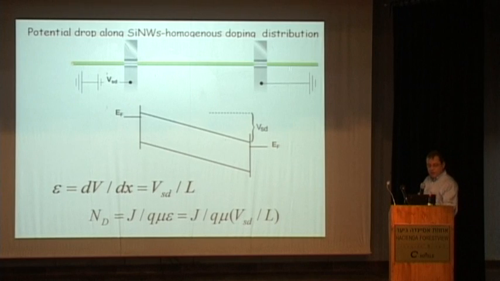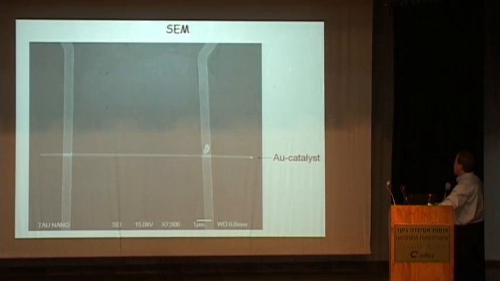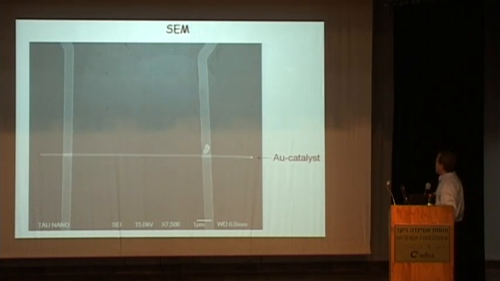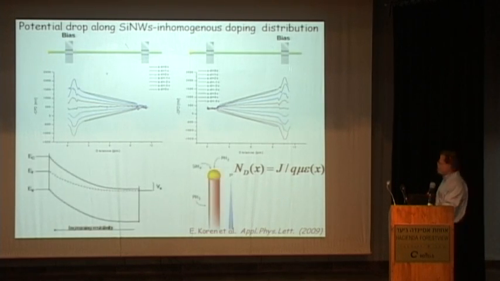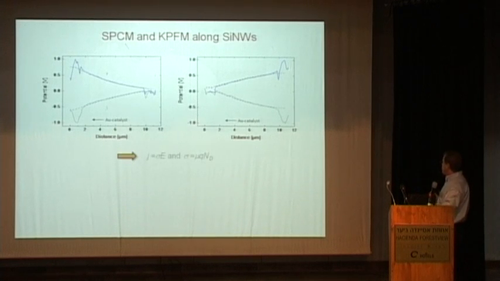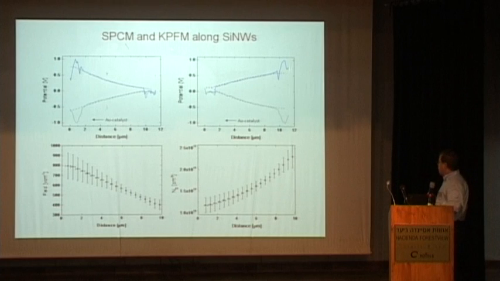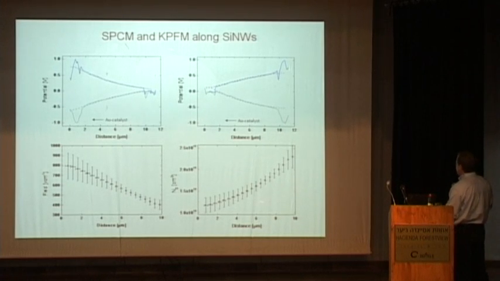But if we measure such a device, this is how the device looks under the SEM, and we take it into our glove box to measure the KPFM potential profile. If you look closely at the potential profiles along the wire, you can see that the potential lines are curved. If you see this curvature here and here, it means that the electric field is not constant, and you have a dopant gradient along the wire.